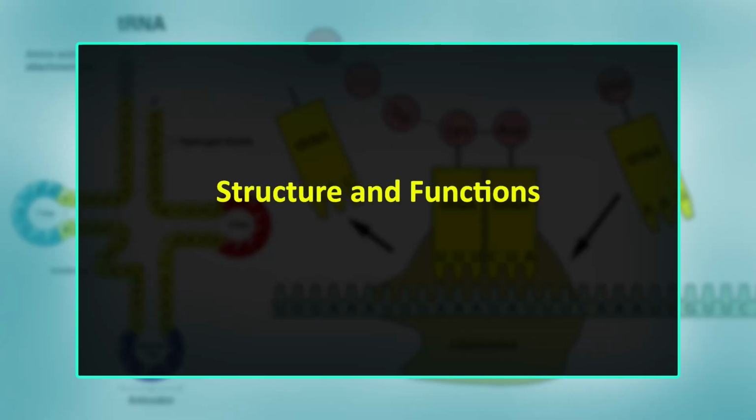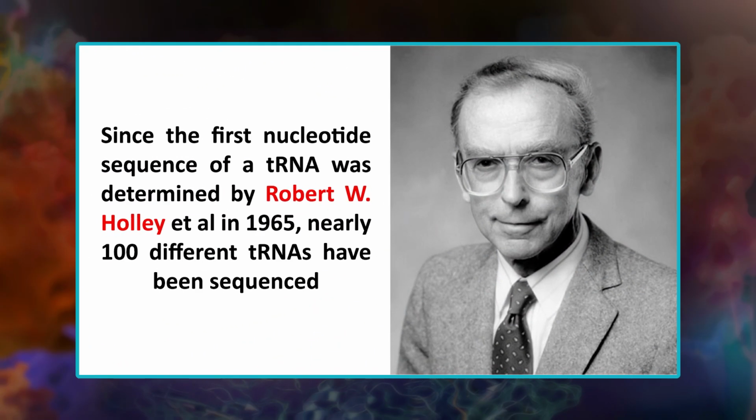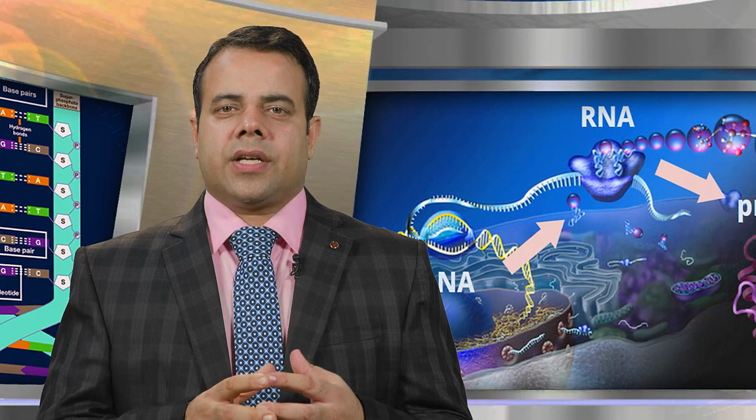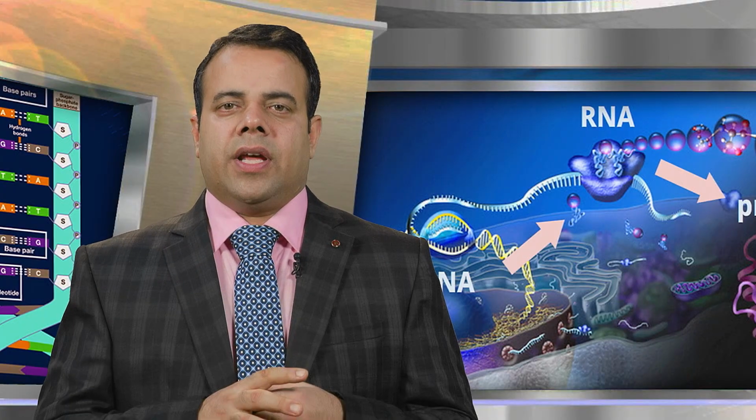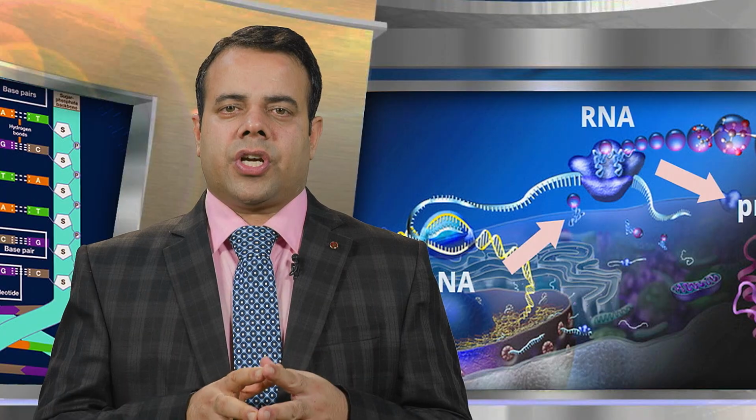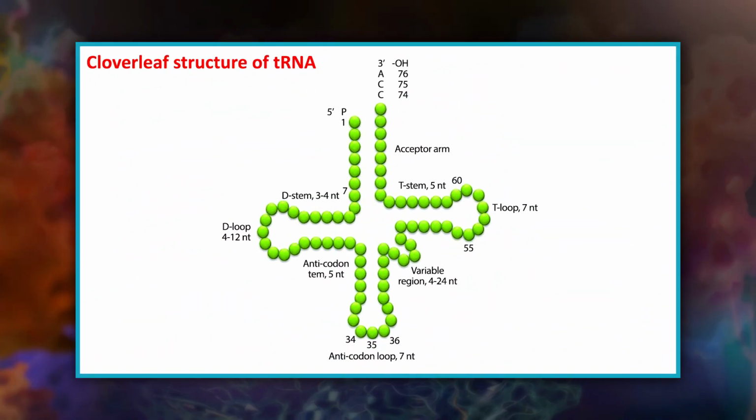Dear students, let's now discuss the structure and functions of tRNA. Since the first nucleotide sequence of a tRNA was determined by Holley et al. in 1965, nearly 100 different tRNAs have been sequenced. This accumulating data quickly provided strong circumstantial evidence for a common secondary structure, since all the sequences determined could be accommodated within a cloverleaf structure.